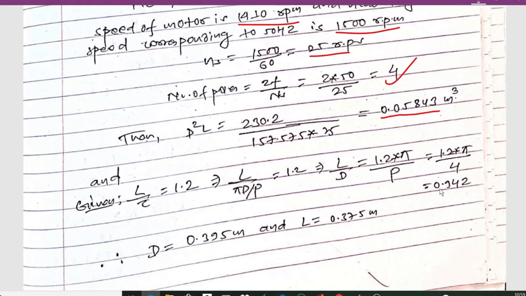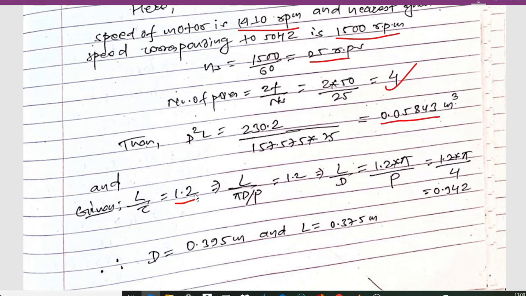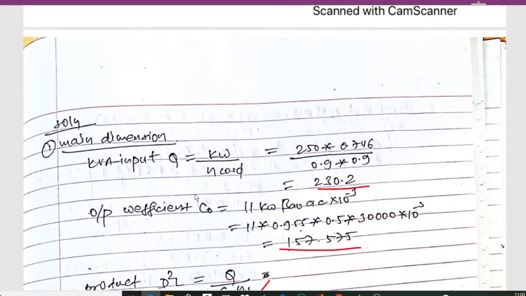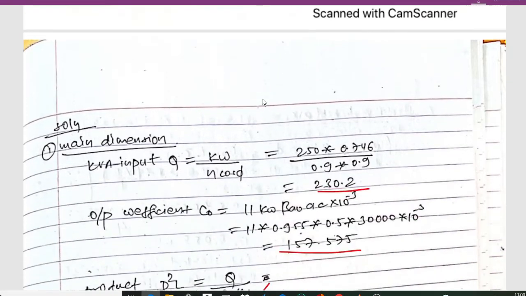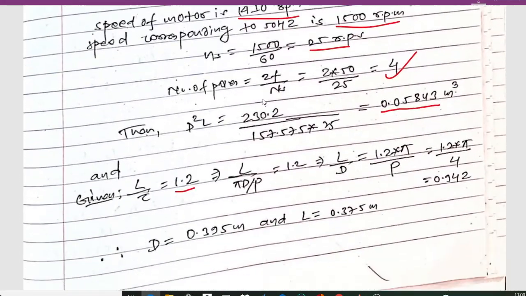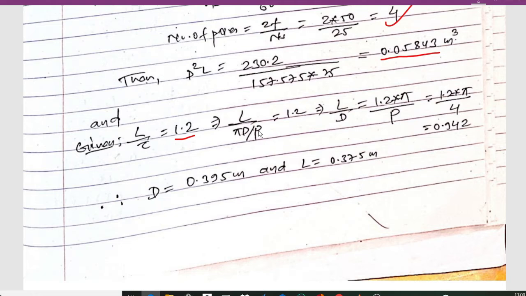Now L upon tau will be 1.2. This is also given in the question. Here you can see the ratio of core length to pole pitch is given as 1.2. In place of tau we have pi D upon P, and L upon D is going to give 0.942. Now using these relations, if you solve, you will get the values of D and L. The value of D is 0.395 meters and the value of L is 0.375 meters.